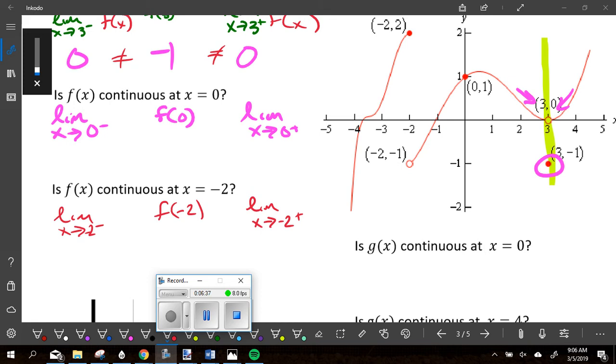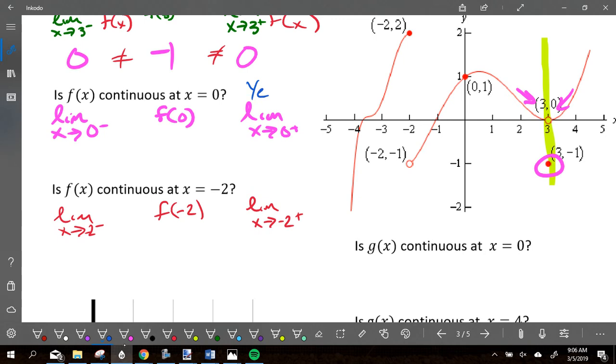Do the other two. Thumbs up on 0. Is it continuous, yes or no? Thumbs up. Is it continuous at 0? We're getting a lot of yeses. Kate, why do you think it's continuous at 0? The left of 1, the right of 1, and at 1, they're all equal to each other, so it's continuous.